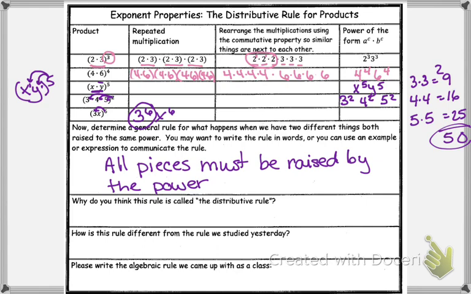So when you think about distributing, why do you think it's called the distributive rule? Remember, when we talk about distributing in general, each piece has to be touched. It's just like playing basketball. So if we're doing 4 and we have an x plus 2 in here, distributive means 4 is being touched here and 2 is being touched here. Same thing with our rule. When we have 3 times 4 and then we're raising it to the second power, the 3 has to be touched and the 4 has to be touched. So all the pieces have to be touched.